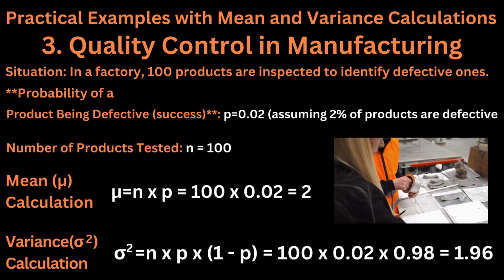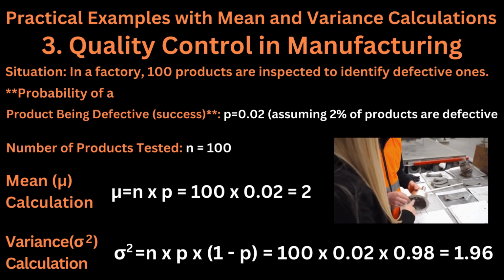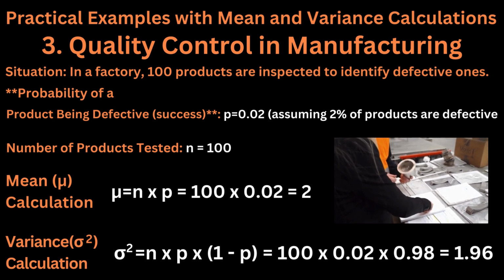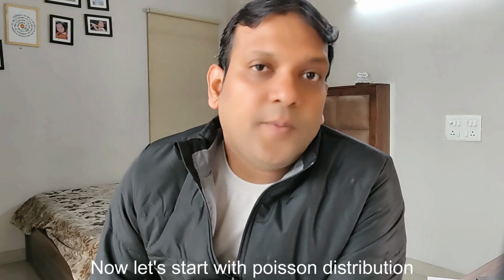The variance is equal to n multiplied by p multiplied by 1 minus p, equal to 100 multiplied by 0.02 multiplied by 0.98, equal to 1.96. Now let's start with Poisson distribution.